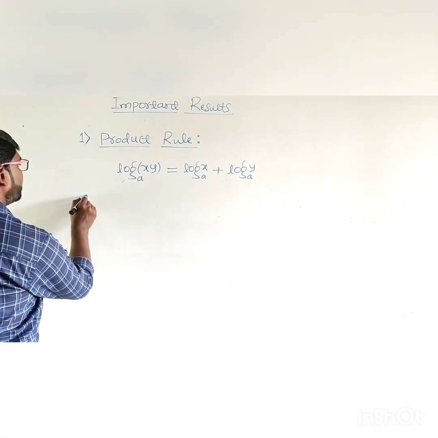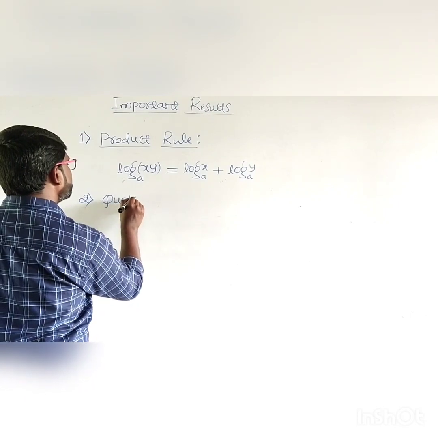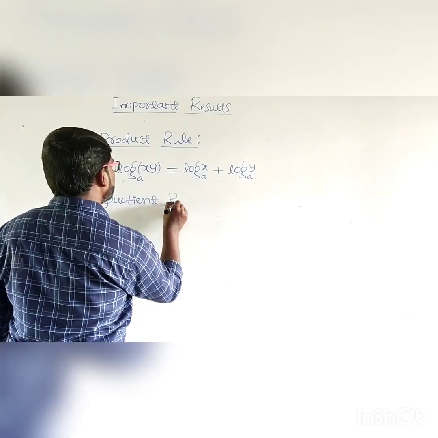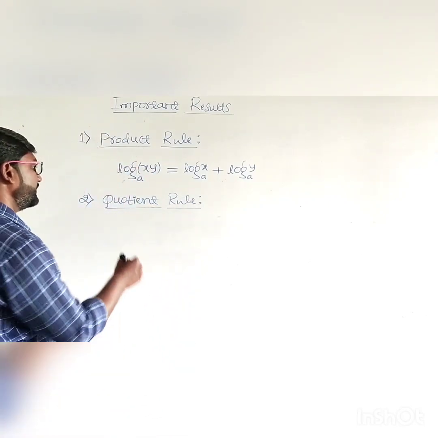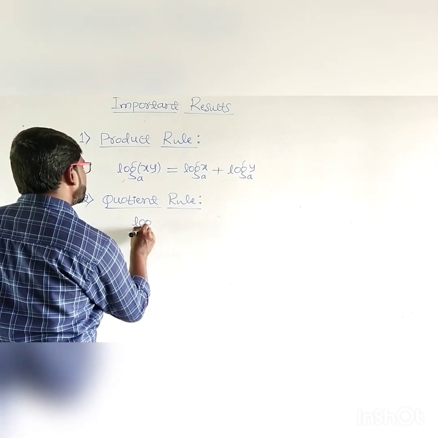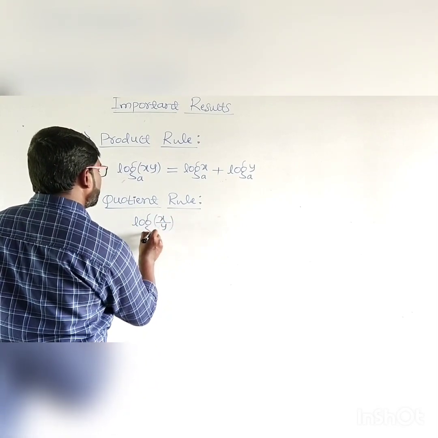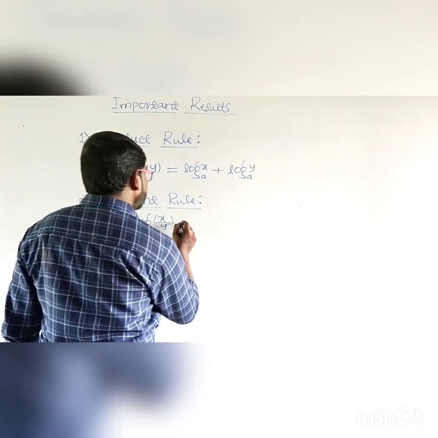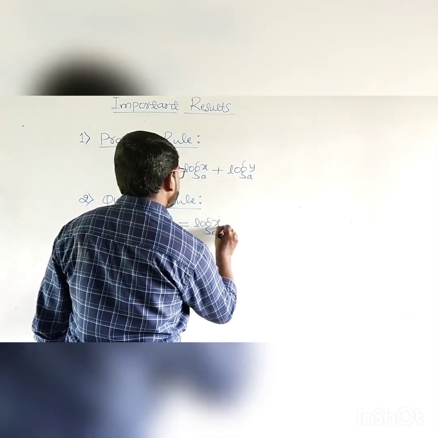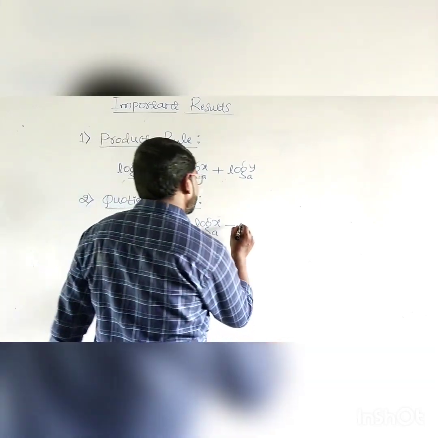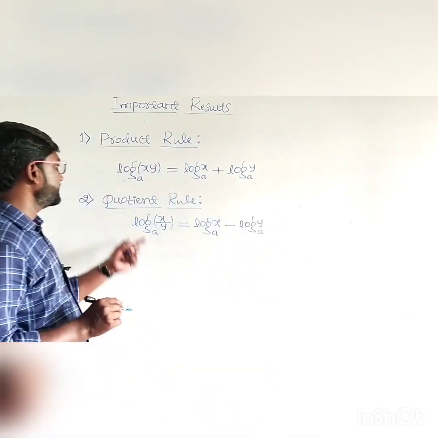Next we are going to list the quotient rule of logarithms. It is log x by y to the base a, which equals log x to the base a minus log y to the base a. This is the quotient rule.